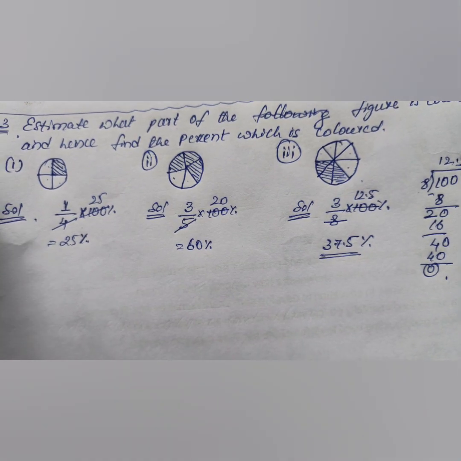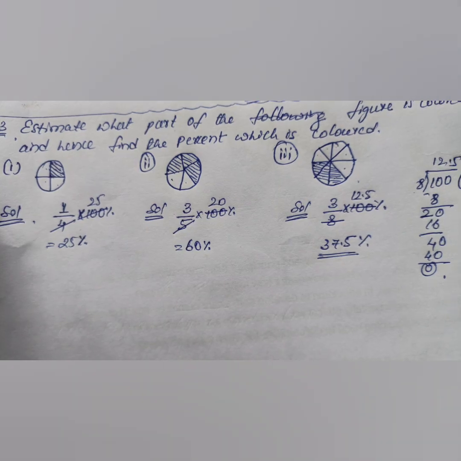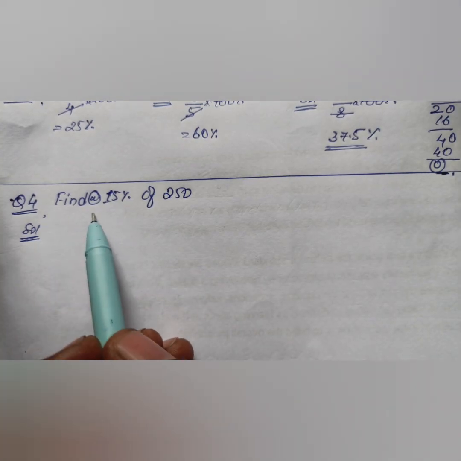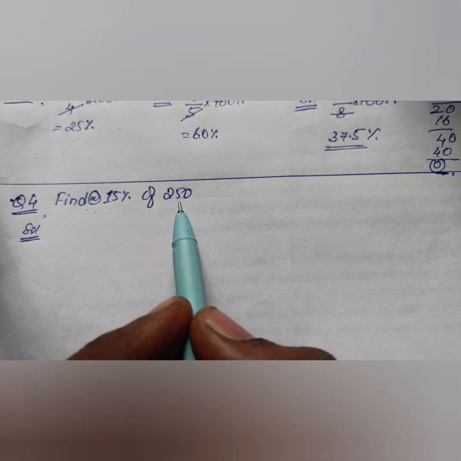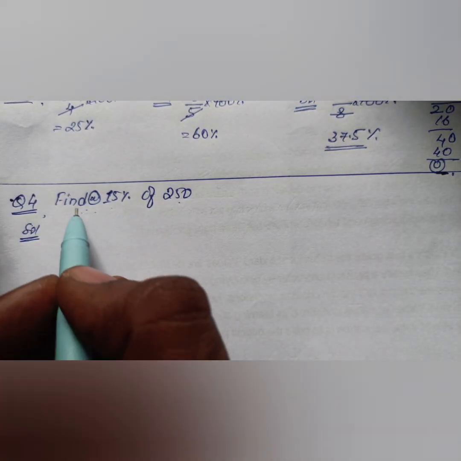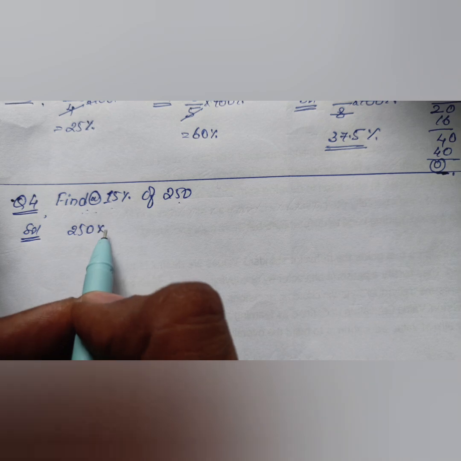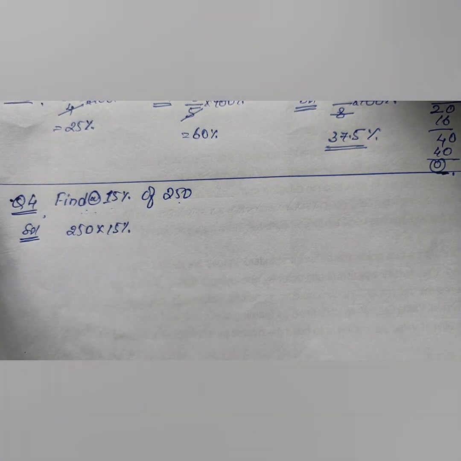This completes question number 3. Let's move on to question number 4. Question number 4 is given. We need to find 15% of 250. So we can write it as 15 percentage of 250. How do we find it out?